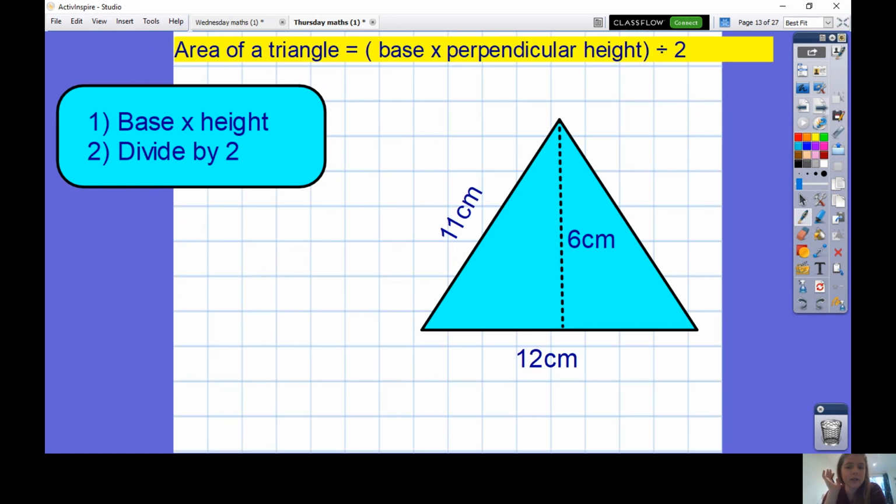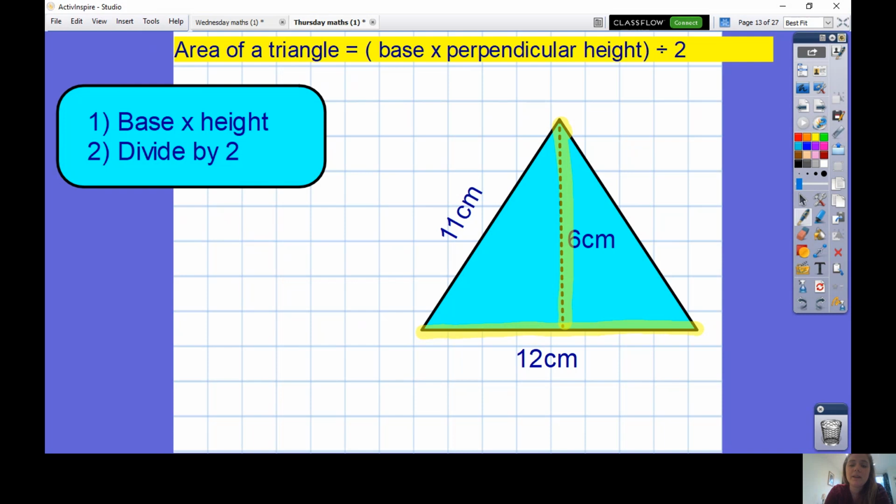It's not that much trickier, you just need to make sure you're only looking at the right angle measurement. So I've got 3 measurements here. I've got this one, I've got this one, and I have this. Which measurement is a perpendicular line from the base? Is it the 11 centimetre line or the 6 centimetre line? Well done if you think it is the 6 centimetre line. This is my perpendicular height.